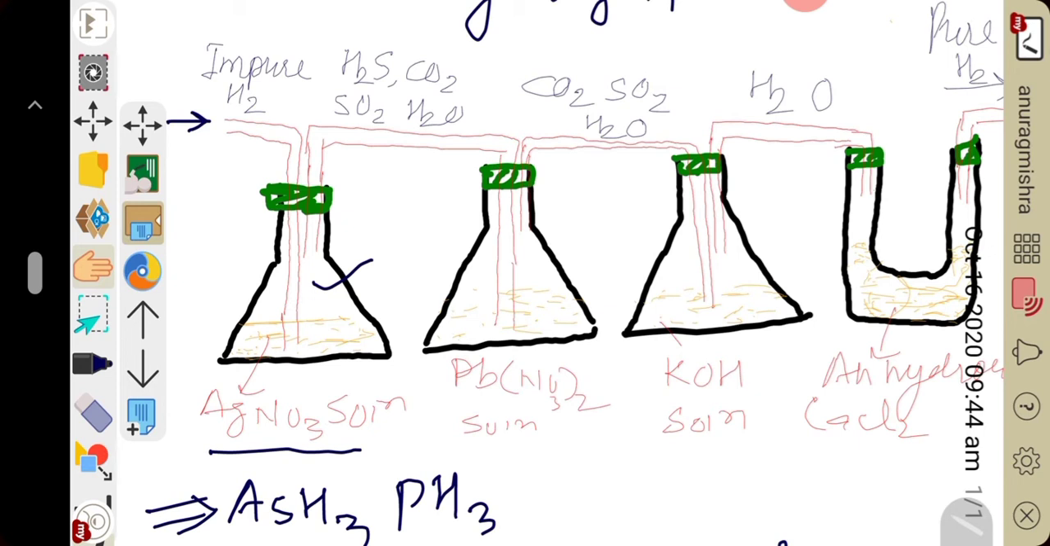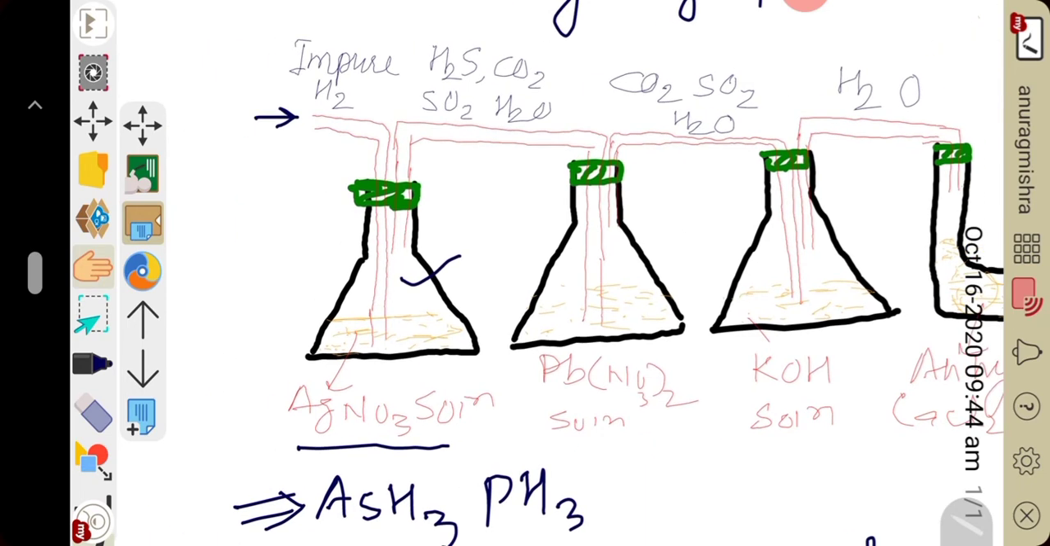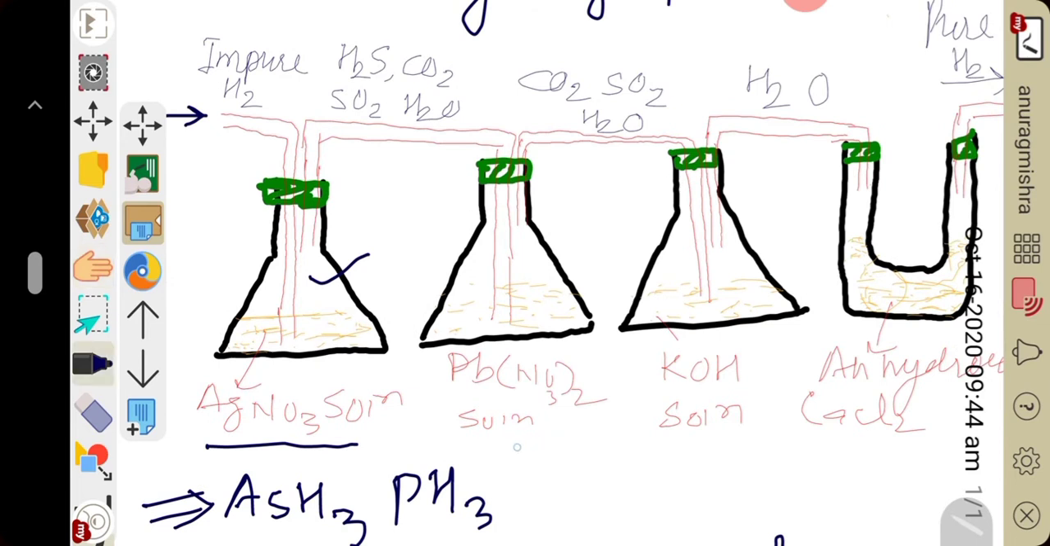Now again the hydrogen gas will go ahead into the second conical flask containing the solution of lead nitrate, not silver, containing the solution of lead nitrate. Now hydrogen gas after removal of arsine and phosphine impurity will come into conical flask number 2. It was conical flask number 1 here and it is 2. So now it will come into the second flask where lead nitrate solution is present. After removal of arsine and phosphine, this hydrogen gas contains impurities in the form of H2S hydrogen sulfide, CO2 carbon dioxide, SO2 and water vapor.